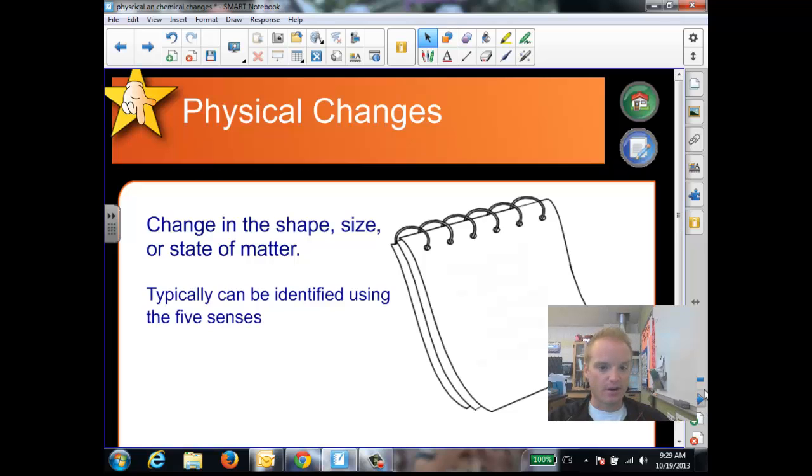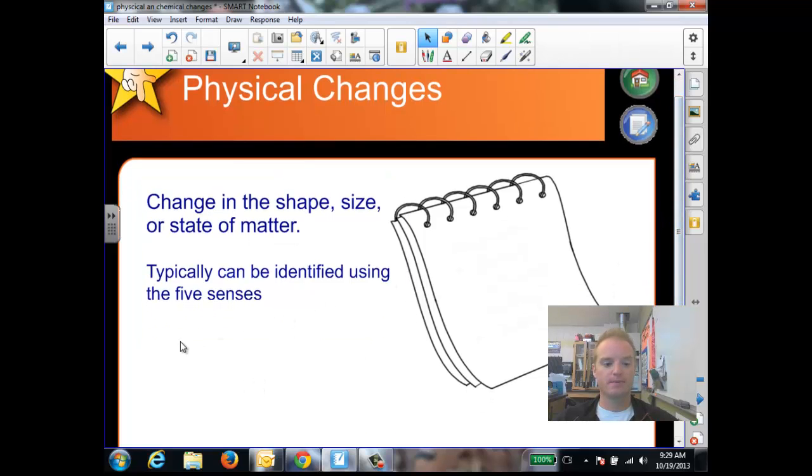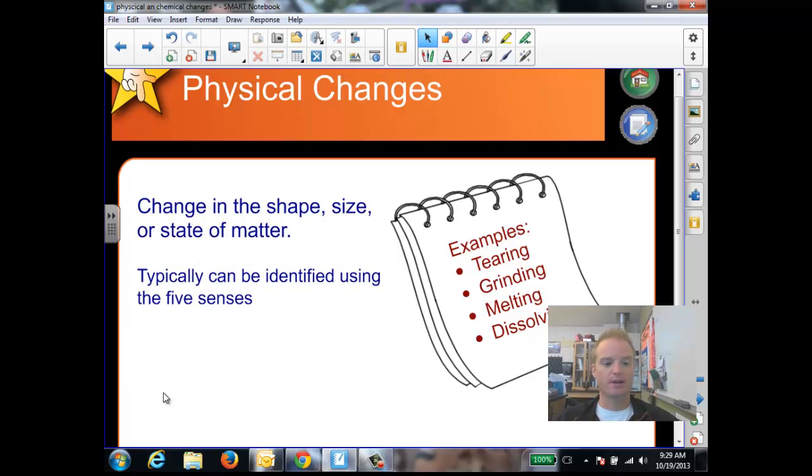So, first thing here are physical changes. What's a physical change? And I know most of you have a working background on physical changes, but a physical change is a change in the shape, size, or state of matter. And so you can see down there below it says typically can be identified using the 5 senses. So these are things you can see happen. These are things you can smell. Things you can hear are going to be your best way to kind of describe how this happens.